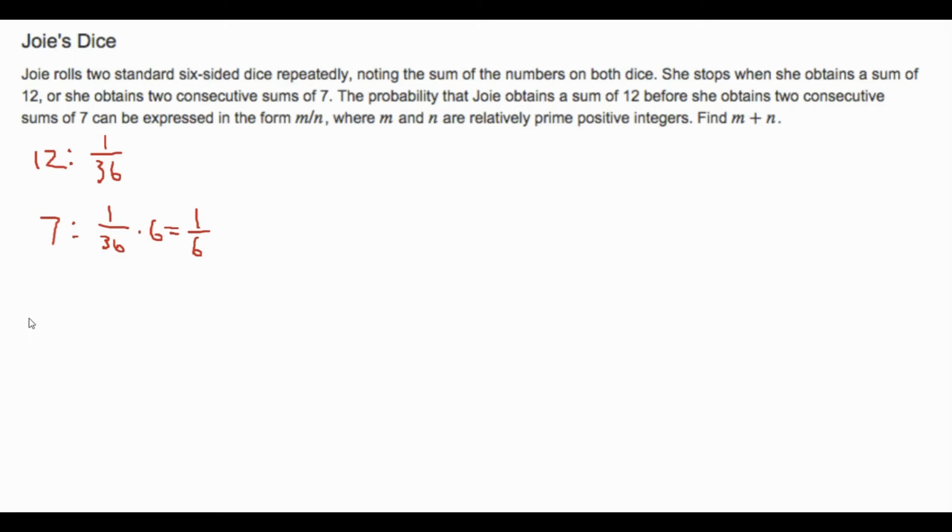And now finally, the probability of rolling any other number. Well, this is just 1 minus 1 over 36 minus 1/6, which is 29 over 36. So now we have our probability distribution of either rolling a 12, a 7, or something else. And now we can start solving the hard part of the problem.